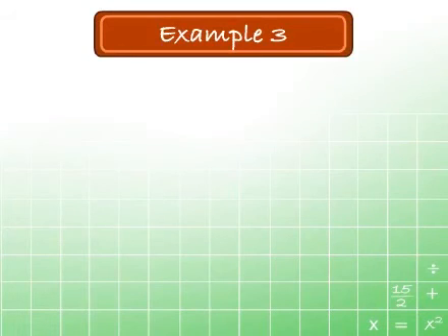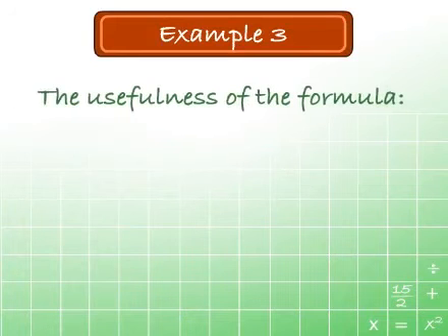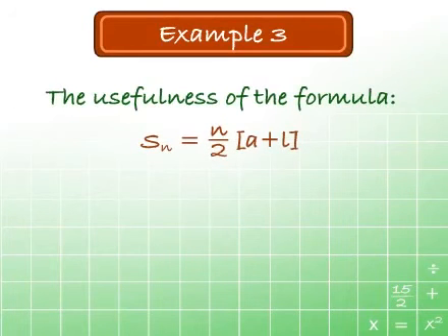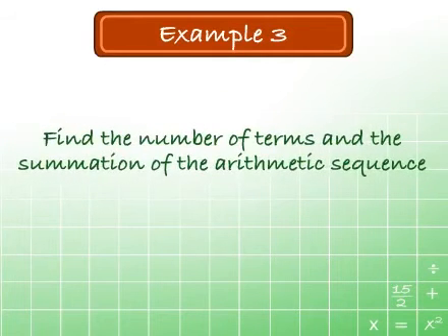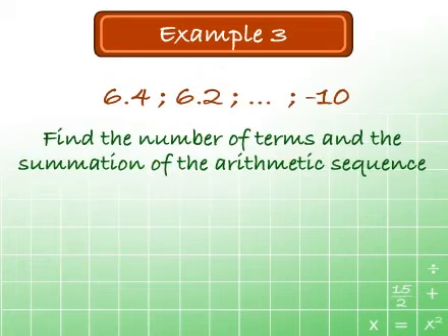We now move on to the last example, example 3. This example will illustrate the usefulness of the formula Sn is equal to n over 2 multiplied by a plus l. The question now asks us to find the number of terms and the summation of the following arithmetic sequence: 6.4, 6.2, and so on, all the way to the last term, negative 10.